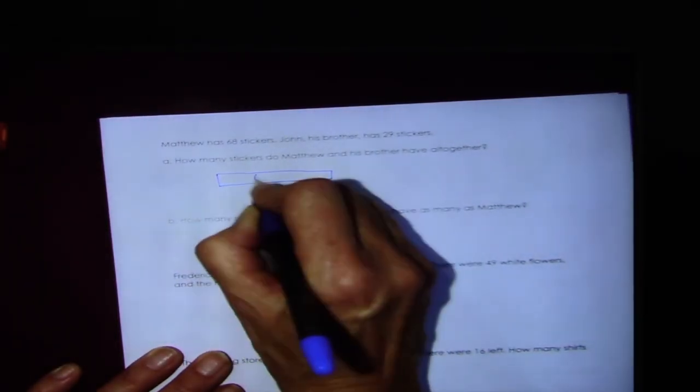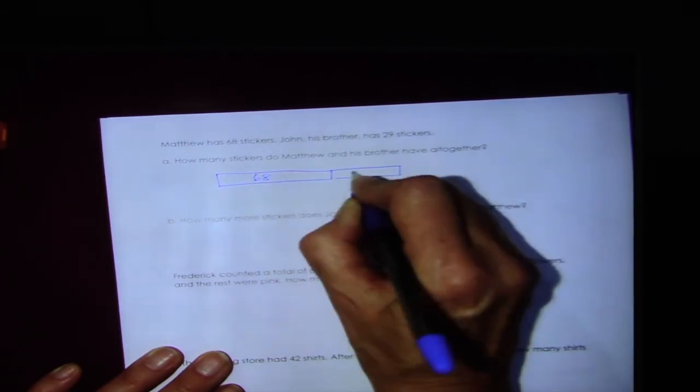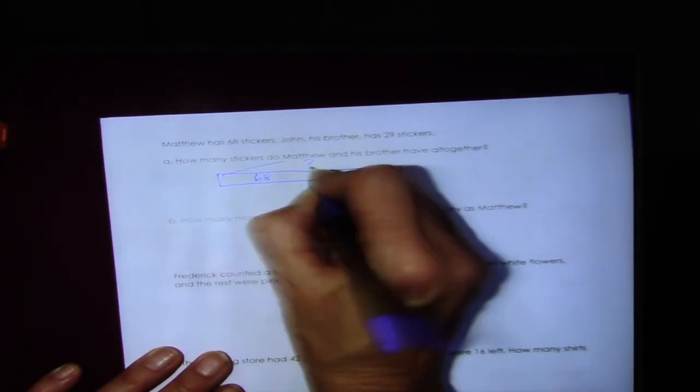Matthew has 68 stickers. John, his brother, has 29. How many do they have all together? Okay, I know how to do that. 68, 29, and all together is my question.